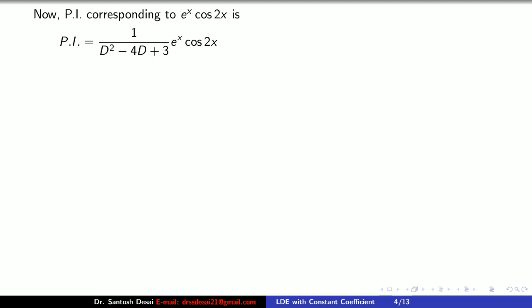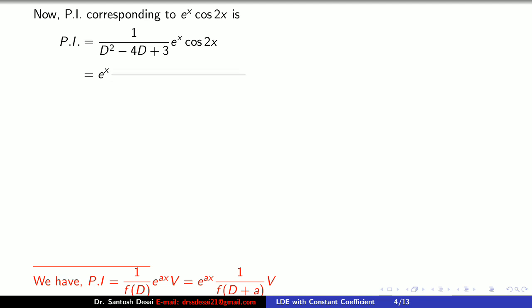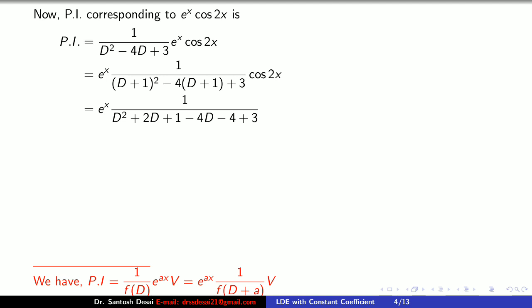So the procedure is, first you have to take that exponential term to the left of 1 upon d square minus 4d plus 3, and replace d by d plus 1 everywhere in the denominator. So we get 1 upon (d plus 1) square minus 4 into (d plus 1) plus 3, into cos 2x. Now simplifying the denominator, we get e raised to x into 1 upon d square plus 2d plus 1 minus 4d minus 4 plus 3, into cos 2x. Simplifying the denominator, we get e raised to x into 1 upon d square minus 2d, into cos 2x.